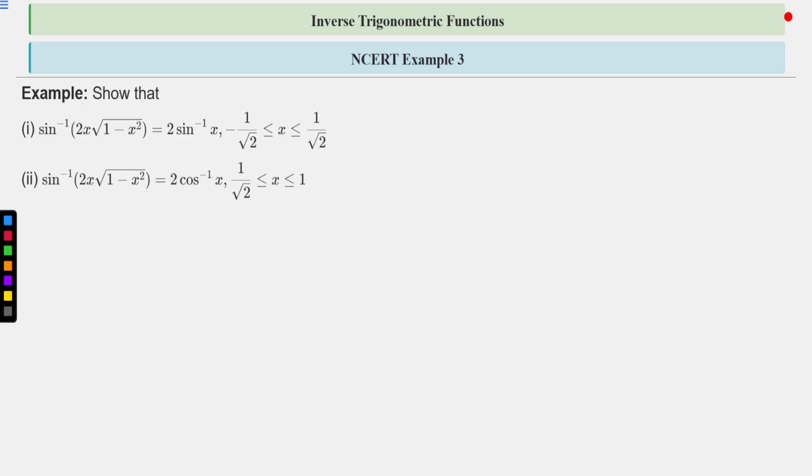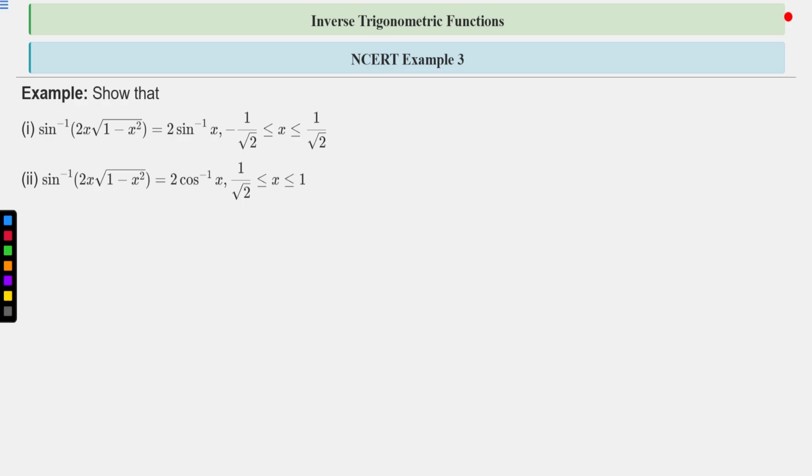Example 3, question number 1 says, we have to show that sine inverse of 2x root over 1 minus x square is equal to 2 sine inverse x when x is between minus 1 by root 2 to 1 by root 2. And question number 2 says sine inverse of 2x root over 1 minus x square is equal to 2 cos inverse x when x is between 1 by root 2 to 1. Clear? So you have to show this, right?